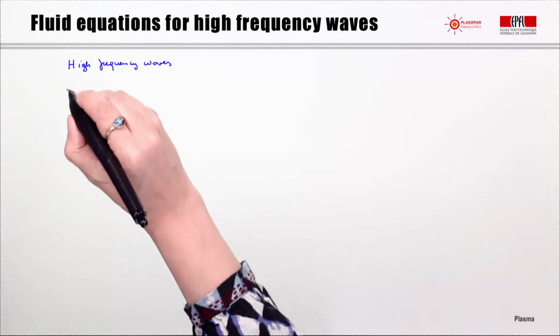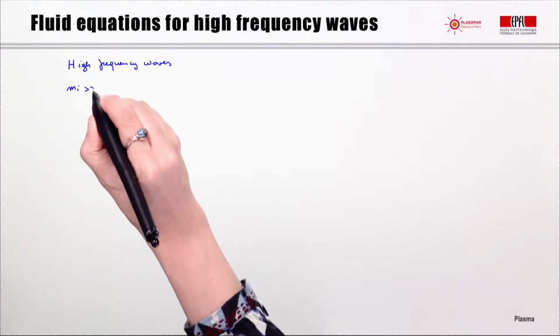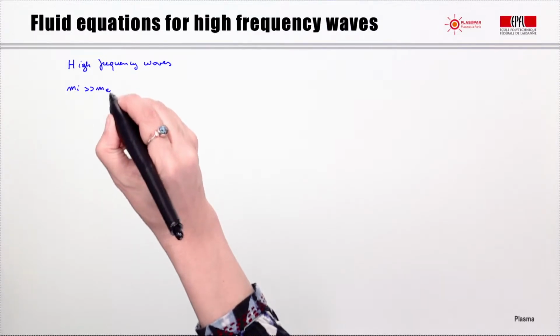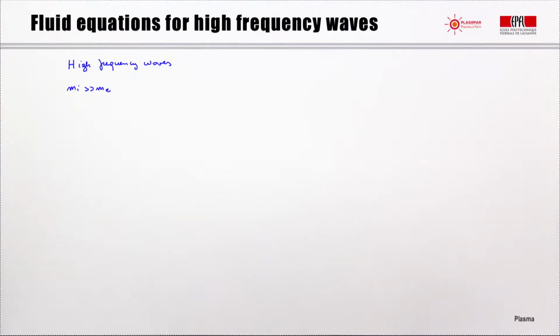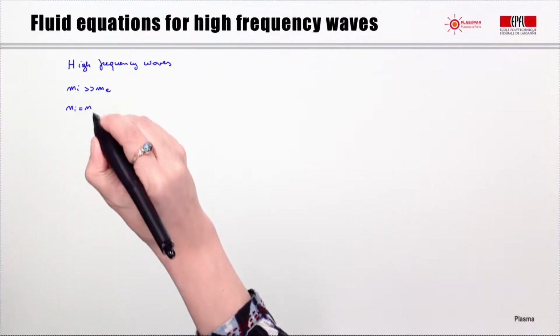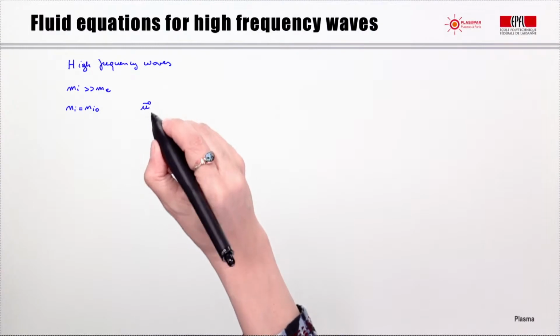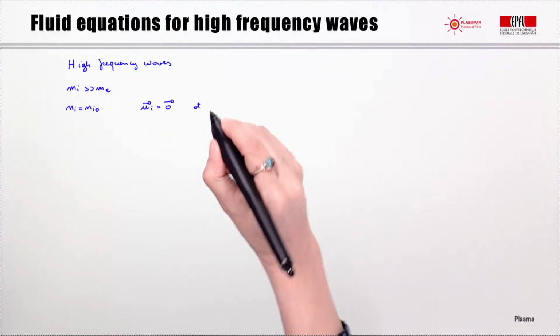In this situation, since the mass of the ions is much larger than the electron mass, these waves propagate on such fast time scales that the ions do not have time to move, and they can be considered as an immobile neutralizing background. For this reason, the density of the ion and the velocity stays constant all the time and equal to the initial value.